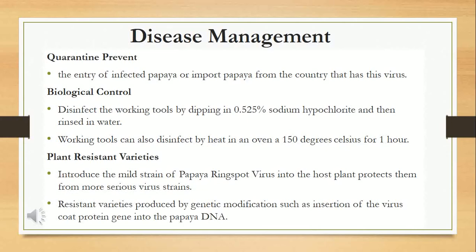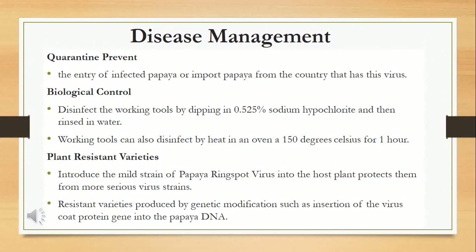Meanwhile, the disease management of PRSV can be carried out by quarantine prevention. This means that we should prevent the entry of infected papaya or prevent the importation of papaya from countries that have PRSV. It is our responsibility to protect the crops in our homeland from disease infection, or else it will cause a huge economic loss in our agriculture sector.